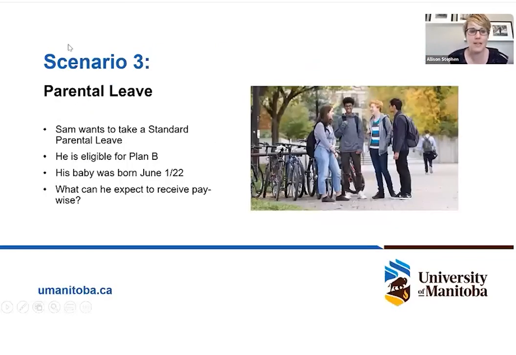The third scenario is Sam wants to take a standard parental leave. So that would be the 12, where the leave has to be completed within 12 months of the baby's birth. He's eligible for Plan B. His baby was already born June 1st, and so maybe the mother is on maternity leave right now. He doesn't have to wait till she's done to start his parental leave. He can take it at any time because the baby has already been born.